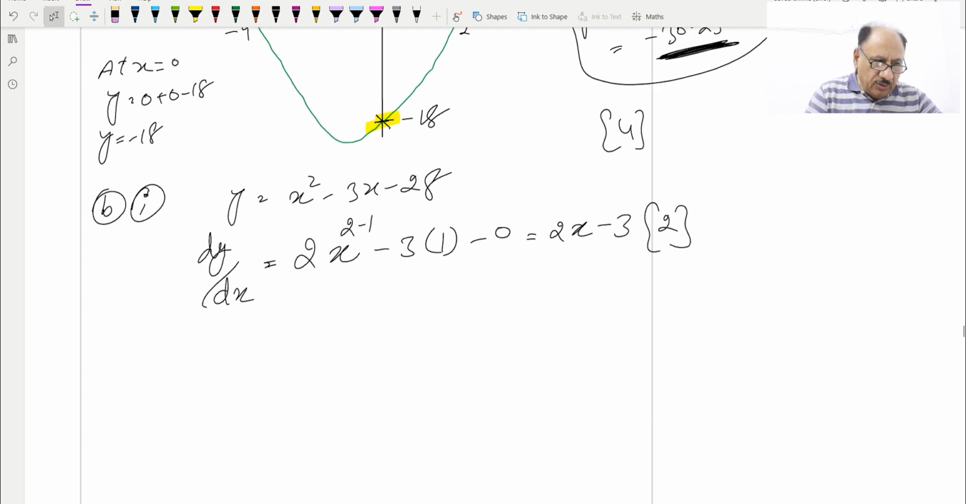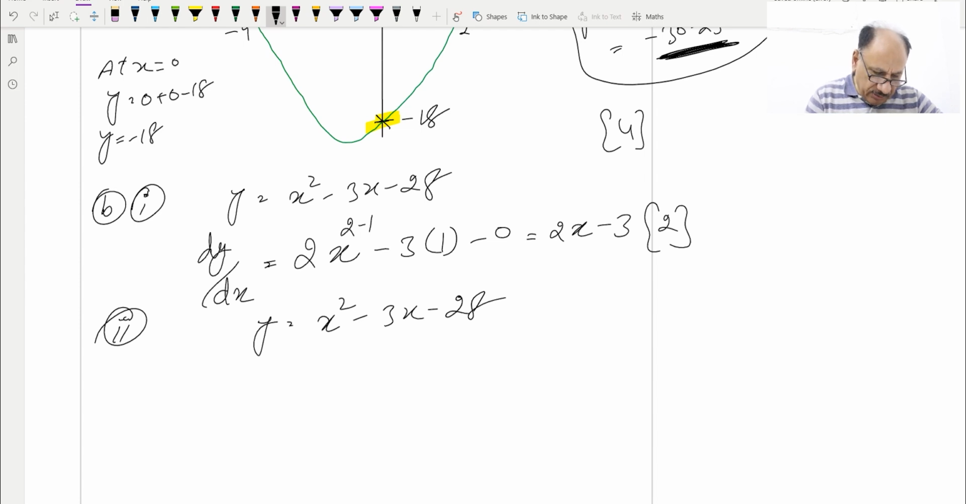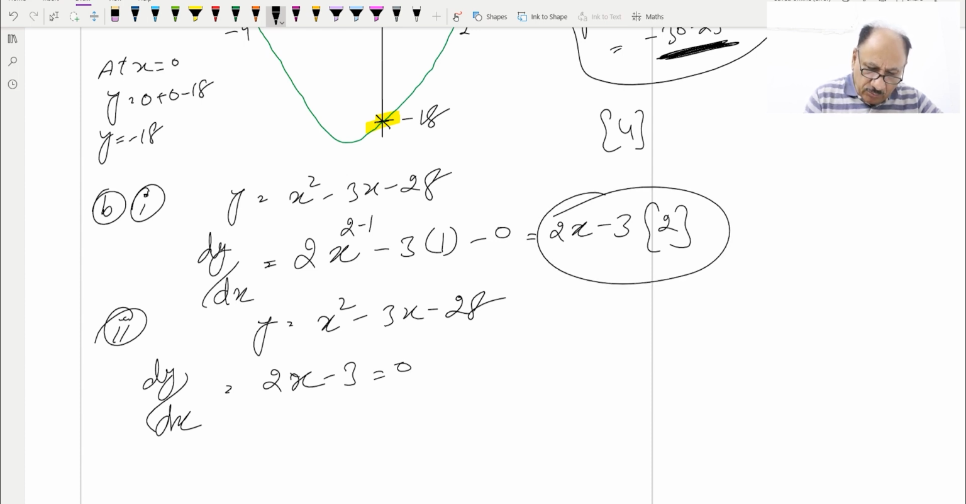you understood this. Now the second part says find the coordinates of the turning point. So we require the coordinates of the turning point of y is equal to x square minus 3x minus 28. And now we know that at the turning point, dy by dx is equal to 0. So we will put dy by dx, which is equal to 2x minus 3, which we just found over here, equal to 0, and we have to solve. So this implies 2x is equal to 3, so x is equal to 3 by 2.